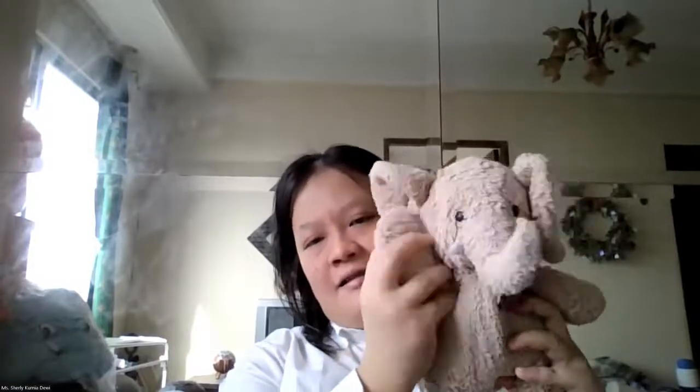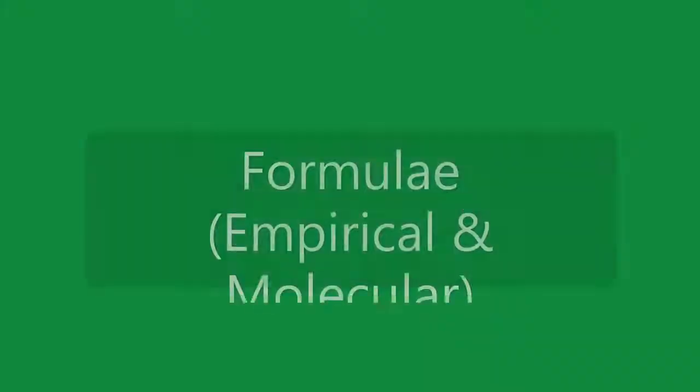This is the last part of this chapter. Okay, we will talk about molecular formula, empirical formula, the formula of a chemical, and then we will talk about percent purity and percent yield. Hopefully, you will understand. Okay, let's do it.